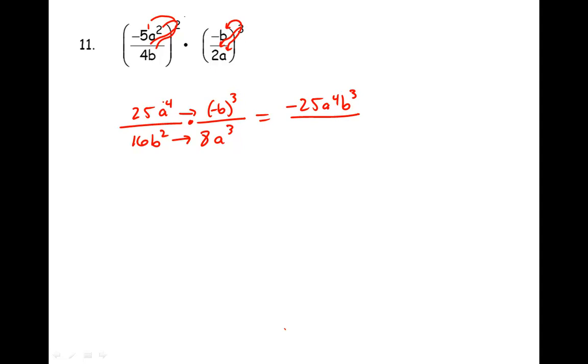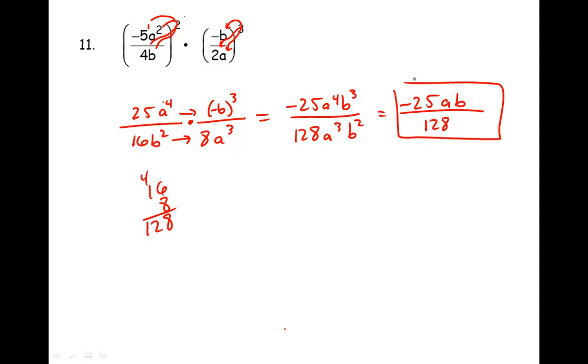16b squared times 8a cubed, 16 times 8, is 128. Then I have a cubed and b squared. My leading coefficients don't reduce, but I have a to the fourth and b to the third on top, and a to the third and b squared on bottom. So when I go ahead and do that reduction, I'll have 1a and 1b left on top, and a 128 in the denominator.